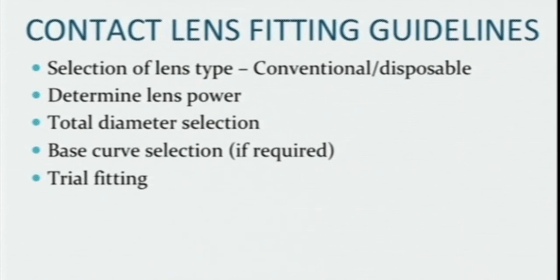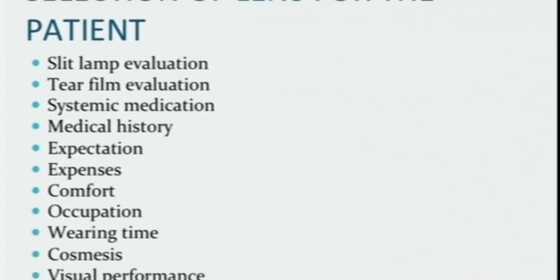Fitting guidelines: first you'll have to select the lens type, and then determine the lens power, total diameter selection, base curve selection, and the trial fitting. And how do you select the lens for the patient? Evaluation of the patient with the help of a slit lamp, tear film evaluation, systemic evaluation, and the expectation of the patient. The financial condition of the patient also is important, along with the occupation and wearing time.